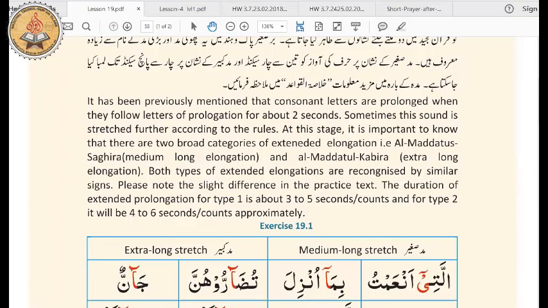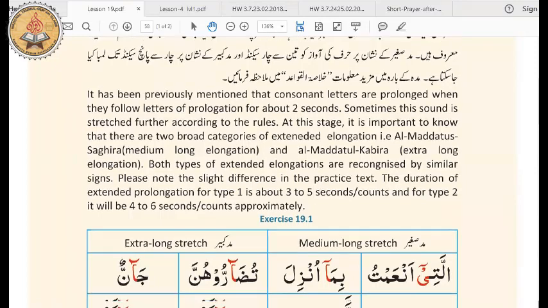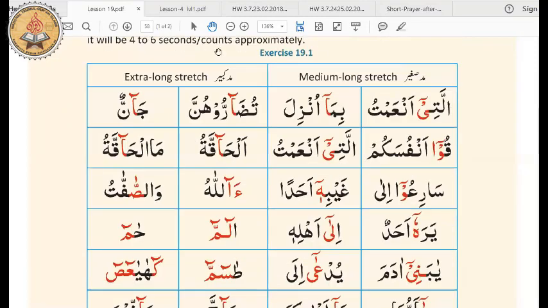So in the previous lesson, you practiced from exercise 19.1. In here, you have the facility to recognize them because there are two boxes, with separated words carrying medium long stretch and words carrying extra long stretch.